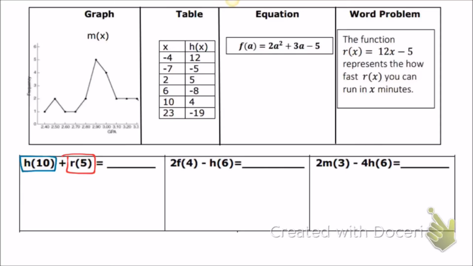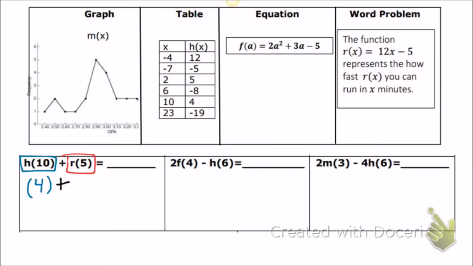Okay, so what I boxed in blue is a function called h. So I care about the table. Now again, they're giving us the input. So when x is 10, my output is the number 4. So instead of writing h of 10, I'm going to write 4. Okay? Alright, now I will put it in parentheses, just to be careful. Alright, I am going to bring down now the plus.